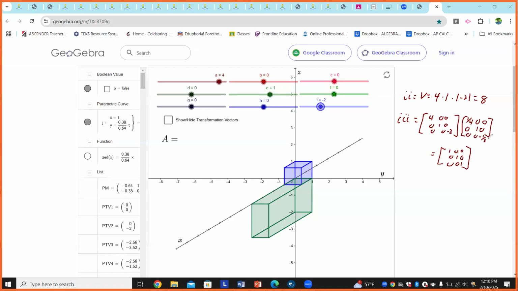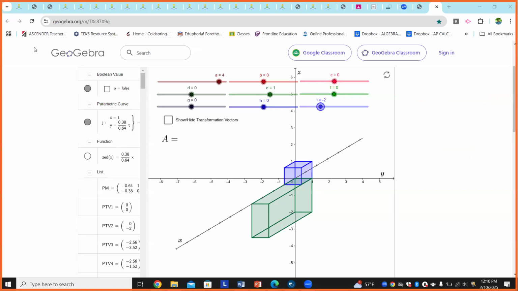All right, I want you to try C on your own. Graph it, find the volume, and then see if you can find the inverse. And then we'll come back together to check it, and then talk about what happens if it's not a pure dilation. And then remember that part 2 is asking for the volume.